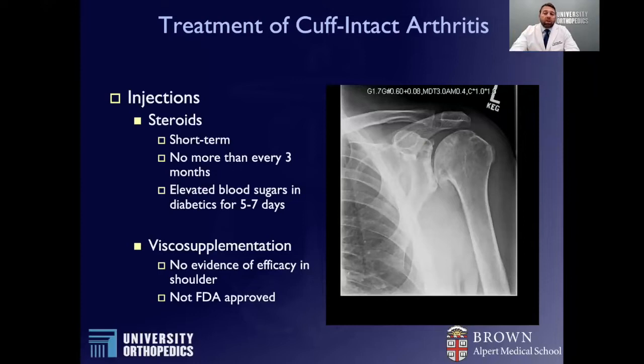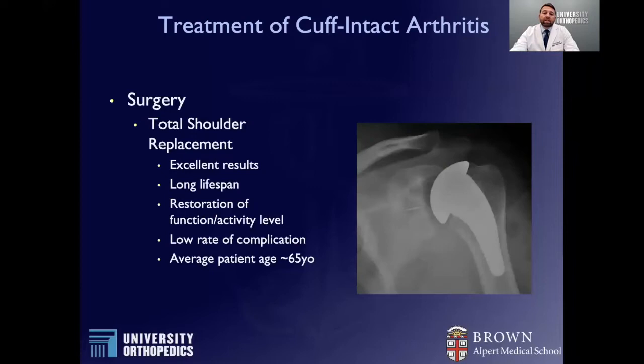There's something in the lower extremity that I get asked about a lot, which is called viscosupplementation, where this very, very slippery type of goo, for lack of a better term, is injected into the knees to help lubricate the joint. Unfortunately, it's not approved in the shoulder, and it's something that we don't use in the shoulder, but that is something that I get asked about.